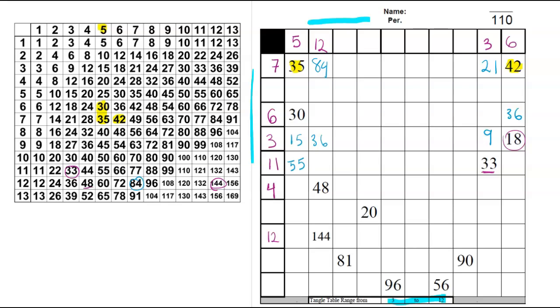So the goal is once you get all the numbers down in your column and all the numbers across, right, you'll be able to fill out your multiplication chart. So basically, it's just a jumbled multiplication chart. Okay. I wish you guys the best of luck with this.